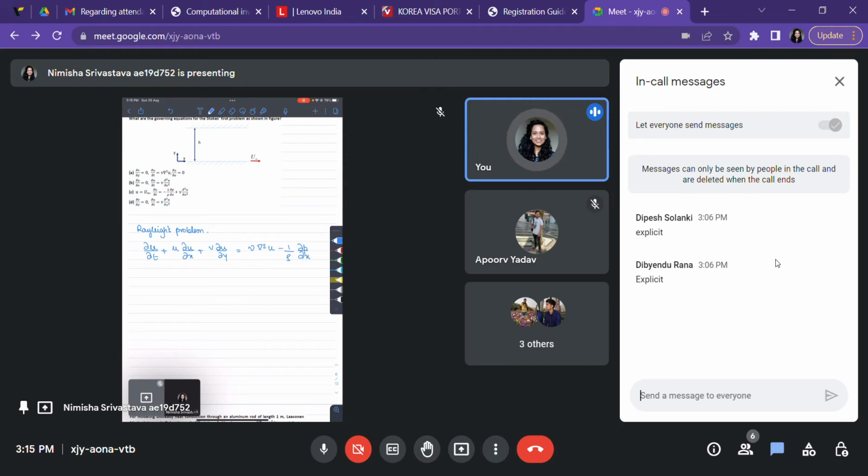Now, for the Stokes problem, the problem definition is that there is a flow between plates, and the flow is caused by the movement of the lower plate. So the only driver of the flow is the movement of the lower plate. That means there is no pressure gradient, so this term we can say is zero. Then we have u du by dx and v du by dy.